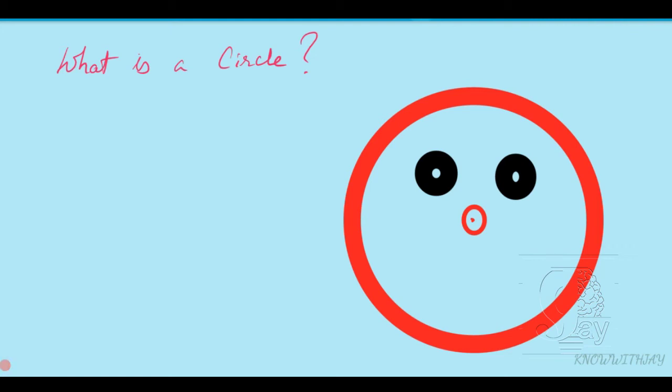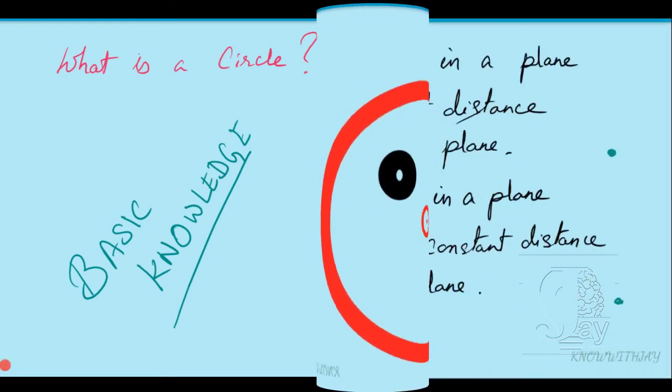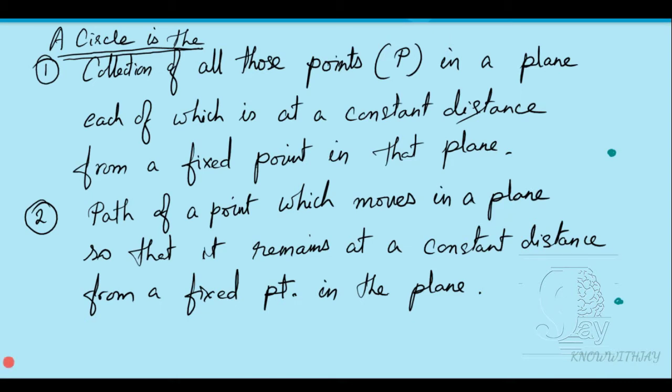Hello everyone, this class is based on basic knowledge on circles, class 9. What it means and what are the different terms related with the circle. Now there are different definitions related to circle. Like you can see, this is a two-dimensional closed curve with no straight edges. So let us try to understand circle with these definitions.